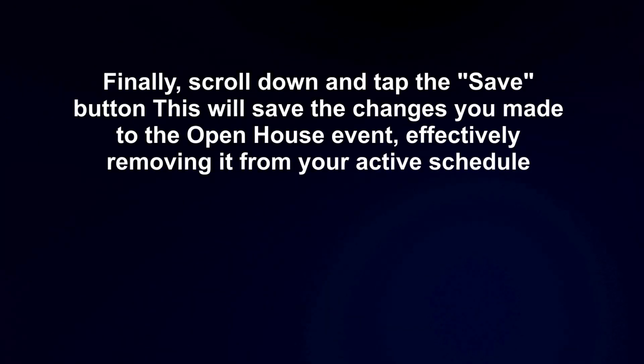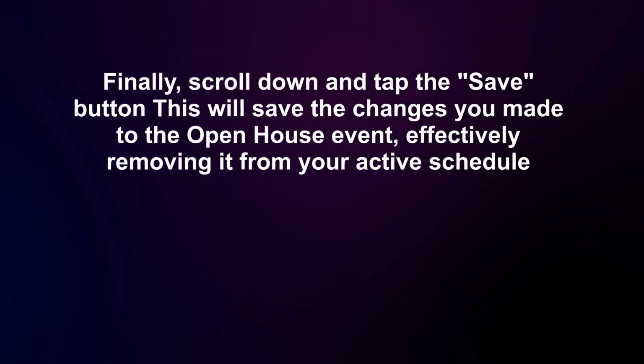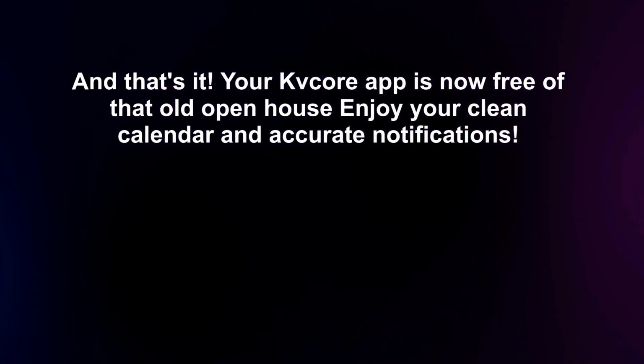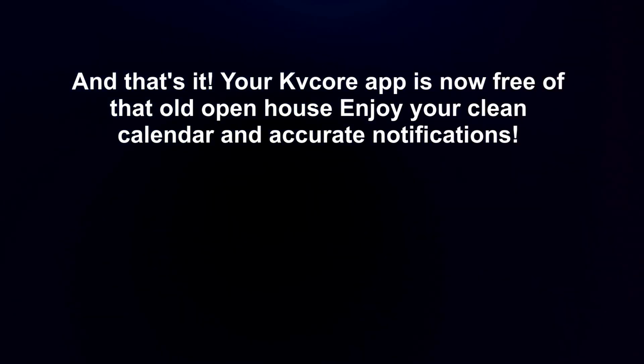Finally, scroll down and tap the save button. This will save the changes you made to the open house event, effectively removing it from your active schedule. And that's it. Your Kvcore app is now free of that old open house. Enjoy your clean calendar and accurate notifications.